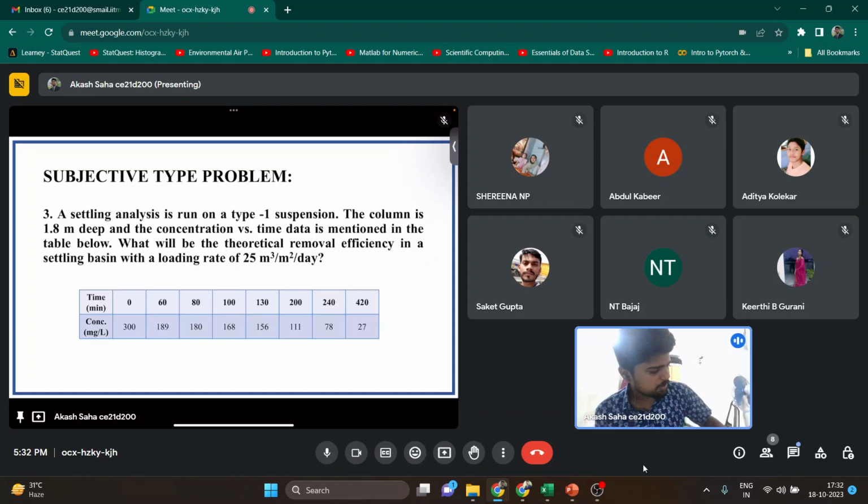So, have you taken down the problem? Please take a screenshot of this problem. We will solve it now. I will briefly discuss what this settling analysis is and then we will see how to solve this problem.